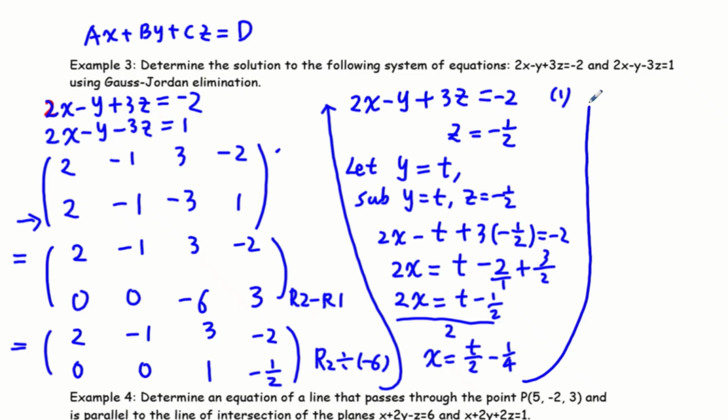So continue. We could write it this way. X equals t over 2 minus 1 over 4. Y equals t. Z equals negative 1 over 2. So this is the parametric equation for a line. So it means the line, these two planes intersect as a line.